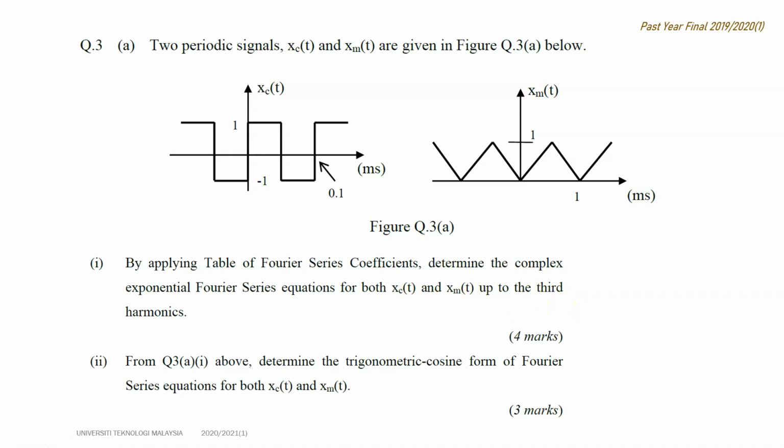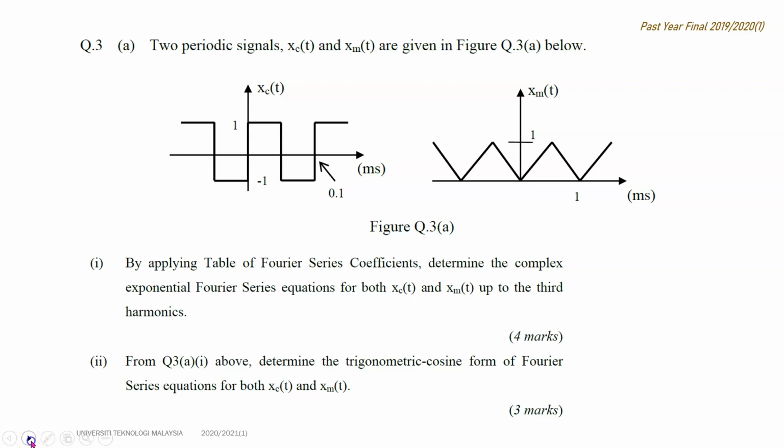If you have a look at the marks here, the marks given is 4. So it means 2 marks for the xc(t) equation and 2 marks for the xm(t) equation. Although the solution is quite lengthy, the mark is only 2 marks because it is considered a straightforward question. For question number 2, you have to determine the trigonometric cosine form of the Fourier series equation for both xc(t) and xm(t). Once you obtain the complex exponential Fourier series equation, it should be no problem for you to determine the trigonometric cosine form.